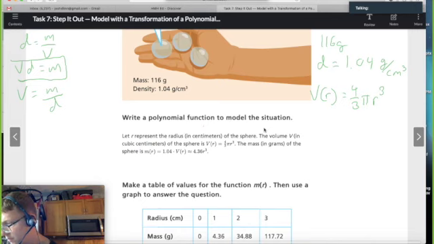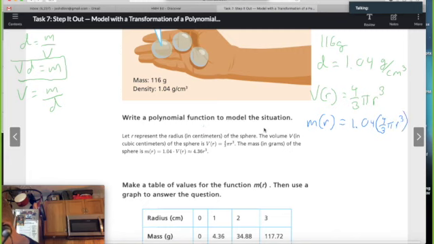And so our mass as a function of r is going to be equal to our density, which is 1.04, times our volume, which is 4/3 pi r cubed. And so now you can just multiply all of this stuff together to get an approximate answer.